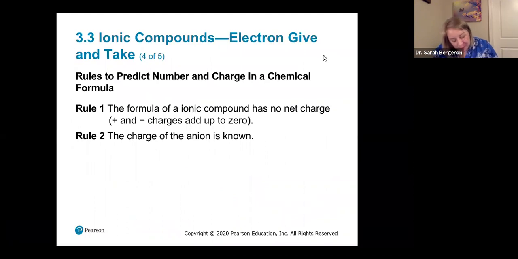let's see. So remember that your formula for your ionic compound has no net charge. All the positives and negatives have to add up, right? And we always start with the charge of our anion, because sometimes you can have transition metals, and those transition metals can have different charges. And so if you always start with the anion, you're going to get it right.